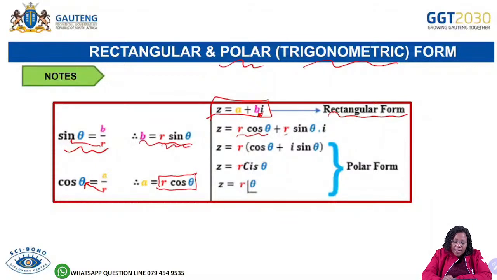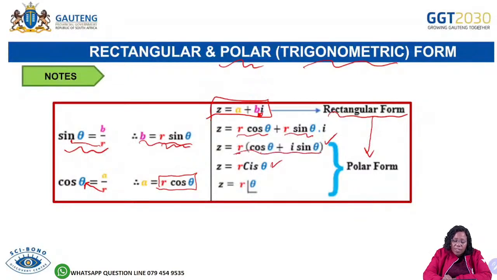R sine theta. There we are. And then from here we take out r being common there. We'll be left with cos theta and the i sine theta there. So by so doing, grade 12, we are creating a polar form. This notation now, we now call it the polar form.